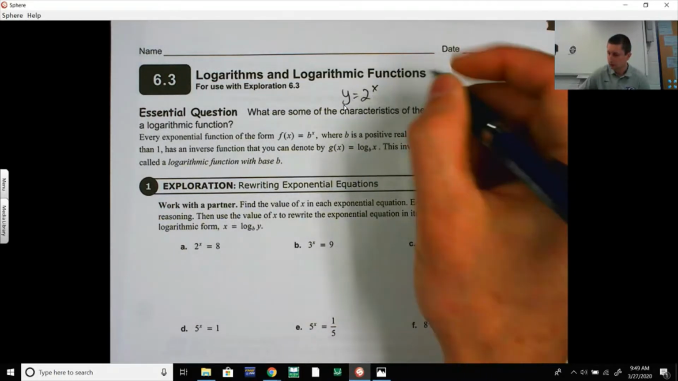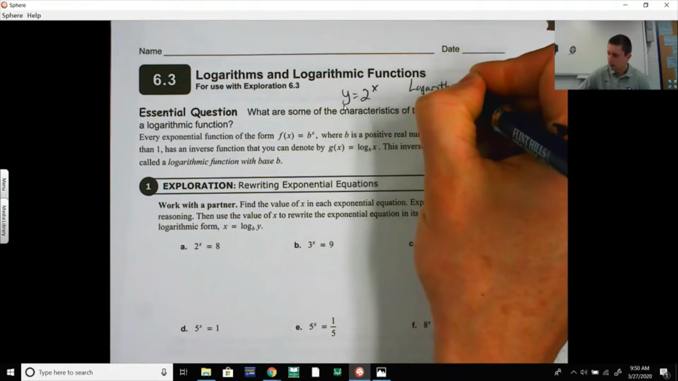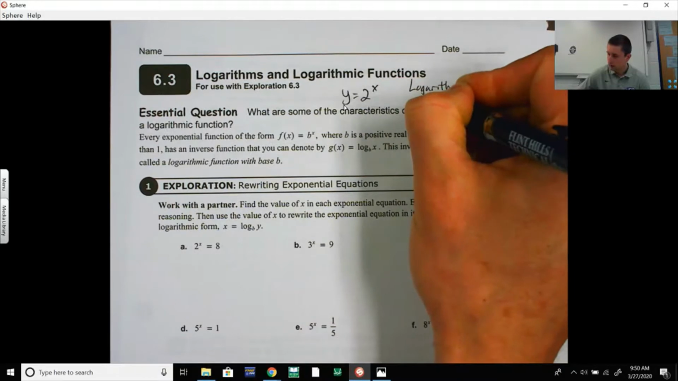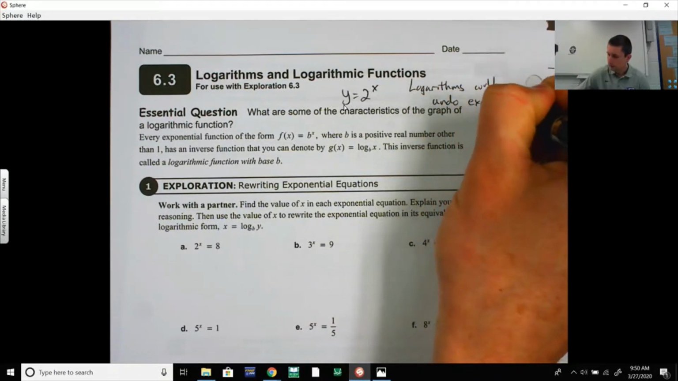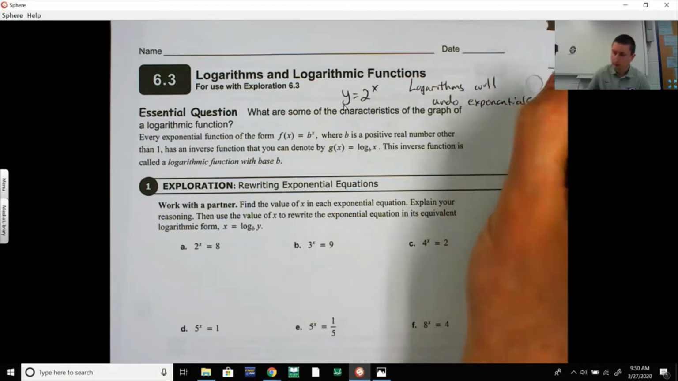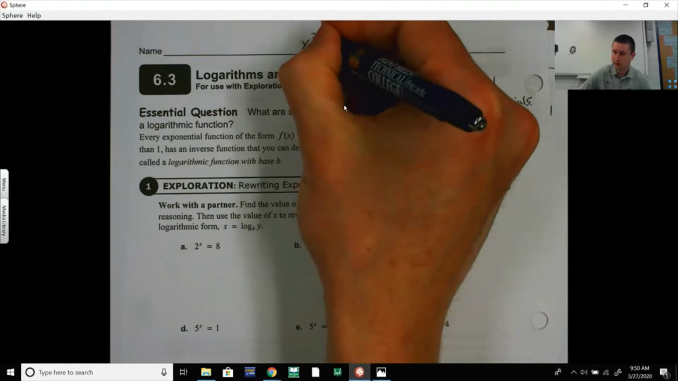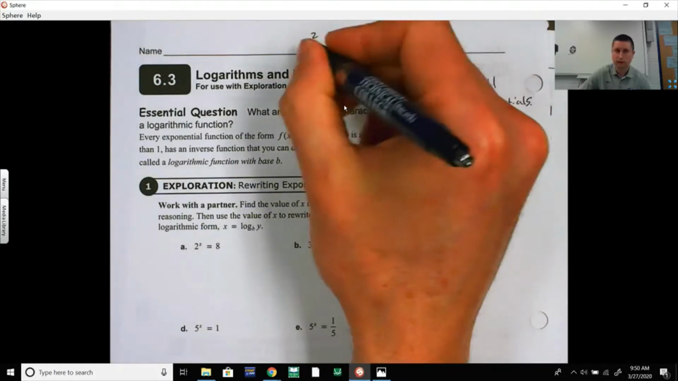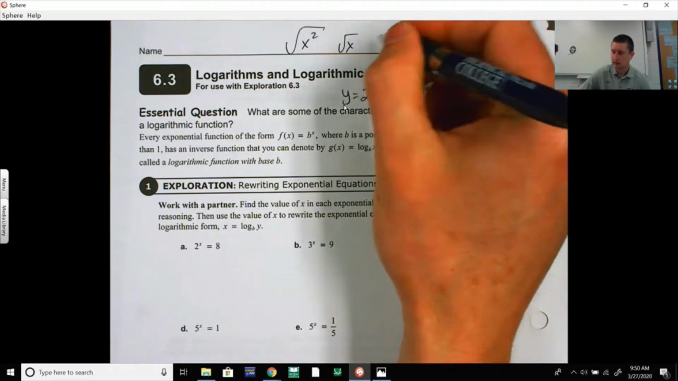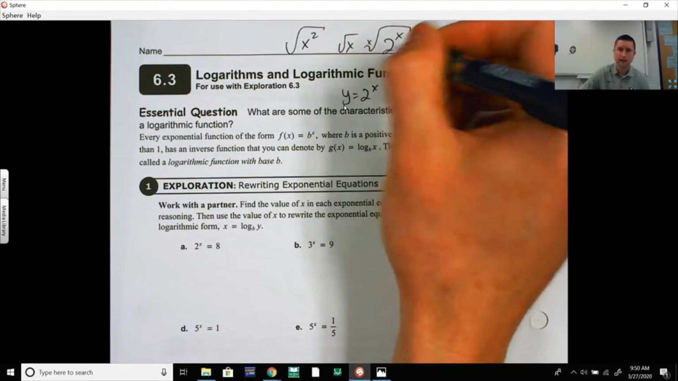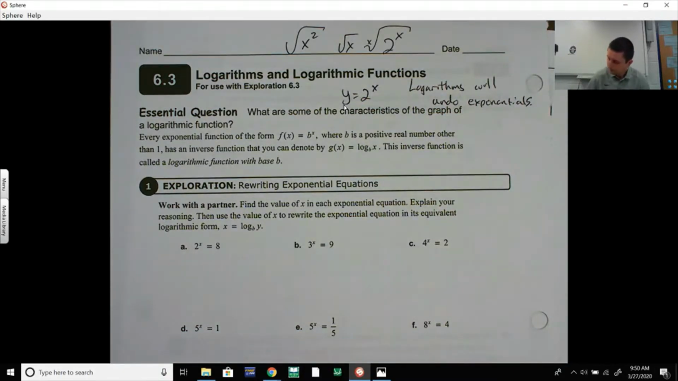So logarithms will undo exponential functions. So logarithms will undo exponentials. So if you have something like x squared, you could do the square root of x. That's going to undo that one. But if you have 2 to the x, you can't take the x root of 2 to the x because you don't know what x is. So that's where logarithms will come into play.